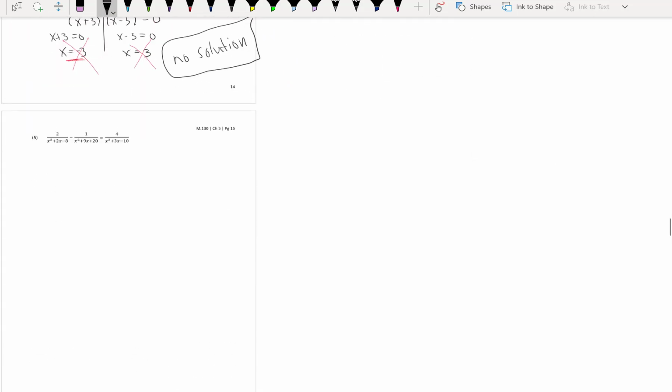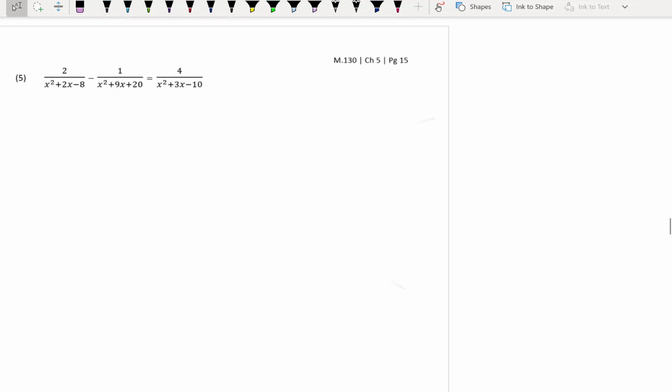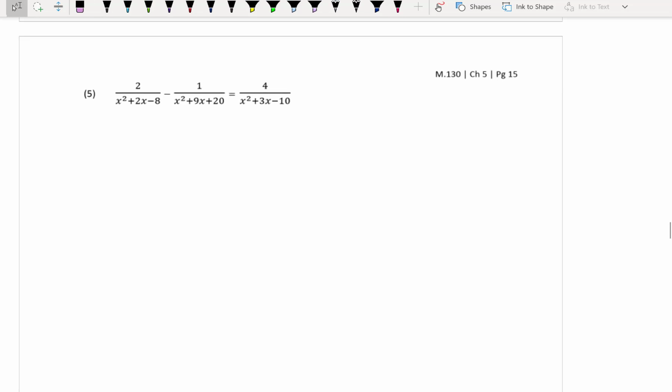Now, let's go ahead and look at number 5. So this one, it looks like I'm factoring. So let's just go ahead and factor. So let's start off with our first fraction here. So I have a 2. If I factor this out, I have 8, which is 4 and 2. So it'd be a positive 4 and a minus 2.